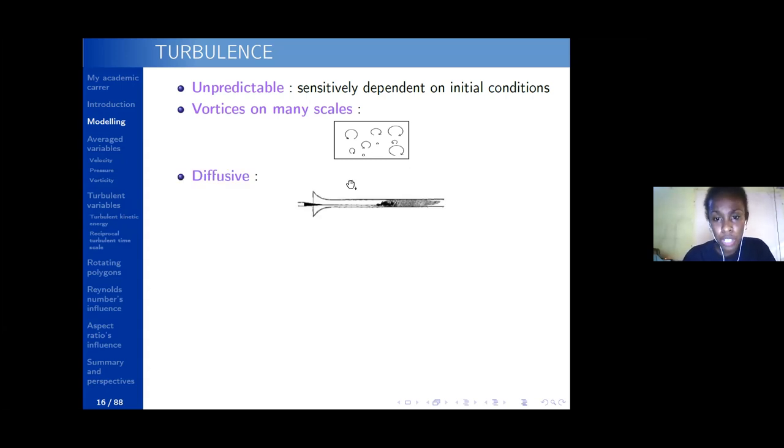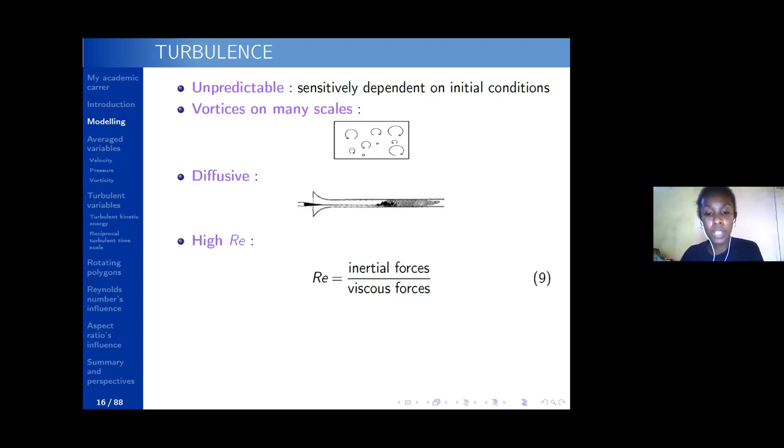Turbulence is very diffusive. Here we have a figure which shows a flow in which a dye has been injected. When the flow is laminar or non-turbulent, the dye remains in its rectilinear trajectory. And when it's turbulent, the dye is diffused. And it's the same thing with quantities like energy or velocity. They are diffused when the flow is turbulent.